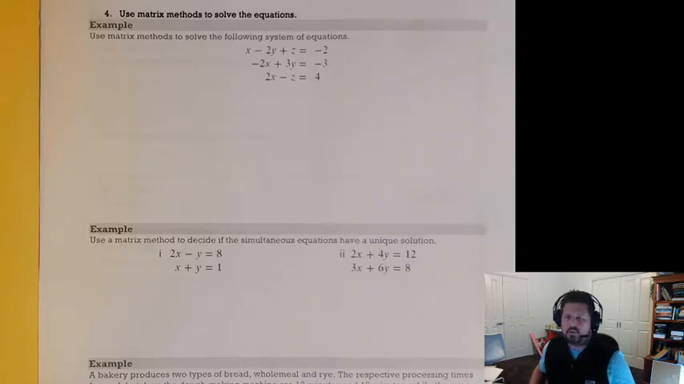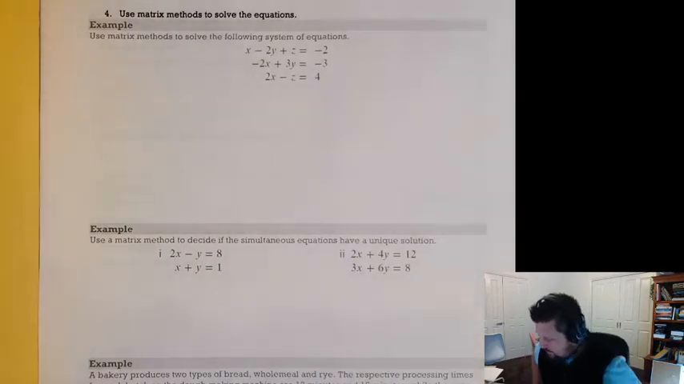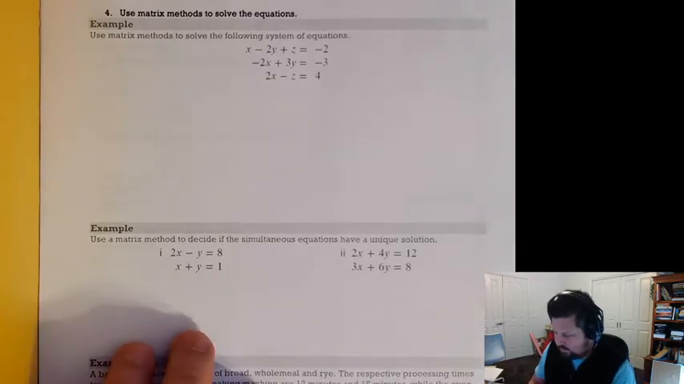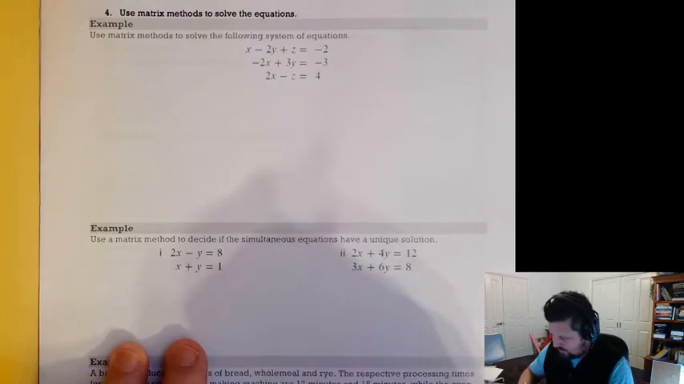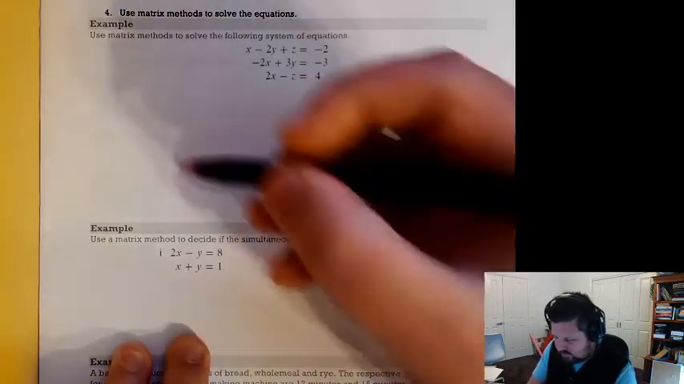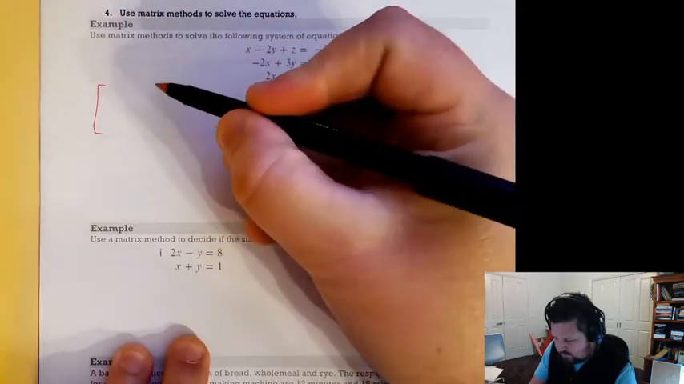Alright, the first one here says use matrix methods to solve the following equations. We've got some simultaneous equations. Again, you'll note that there are 3 equations here, and they have the variables x, y, and z. And we've also got what each of those is equal to. So the first thing we need to do is put this into matrix form. First, I'm going to write down the coefficients into a matrix. There's 3 equations, so it's going to be a 3 by 3 matrix.